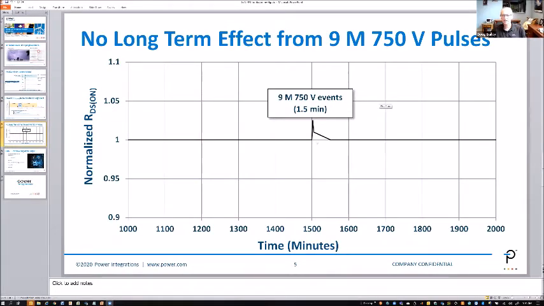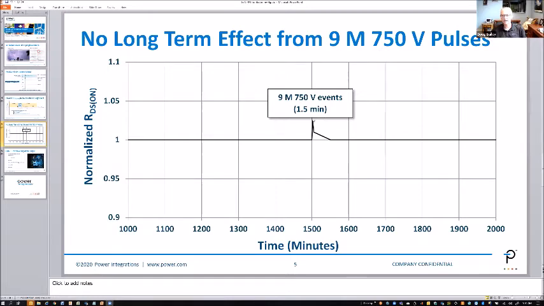Now, I don't think we've done as comprehensive a test suite as Alex was showing. It's not a 10-year thing, it's a minutes thing. If you look at 1500 minutes, we started hitting this effect and we stopped hitting it after 9 million events. This is at 750 volts, the rated voltage of the part, although in the application it very rarely gets over 650 volts. And you'll see the effect is small and it seems to recover.